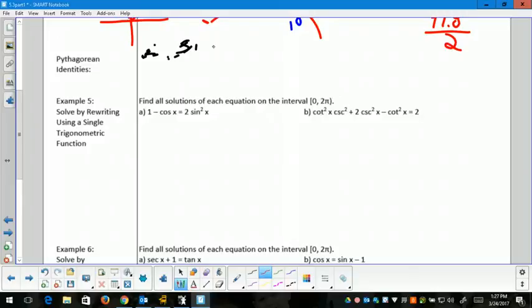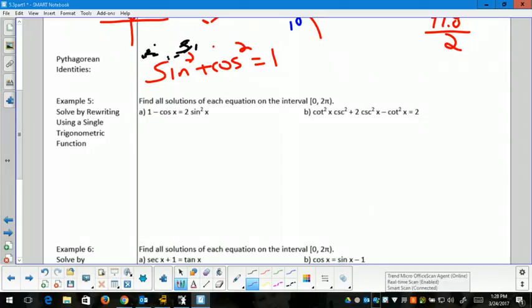Sine squared plus cosine squared equals 1. What else? What is the one in terms of secant? Secant squared minus tangent squared, cosecant squared minus tangent squared... cosecant squared minus cotangent squared. I haven't graded those yet, but I'm a little worried now.